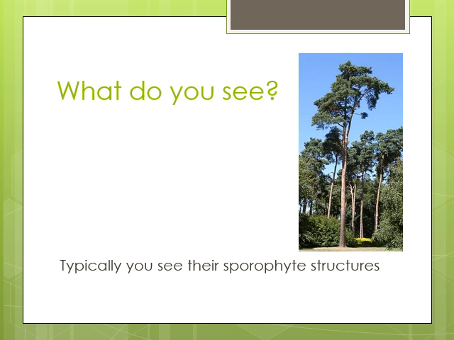All right. Typically, among plants, you're going to see those sporophyte structures, except, of course, in the bryophytes. In the bryophytes, you see the gametophyte. But when you're looking at a tree, what you're looking at is the diploid structure. Typically, the gametophytes are much, much smaller and harder to see.